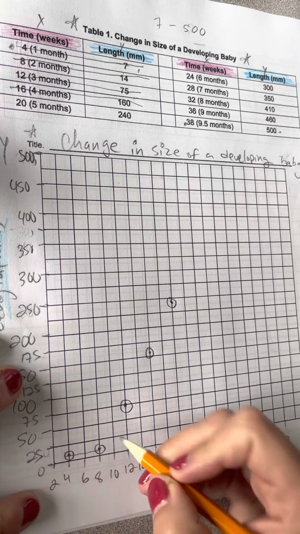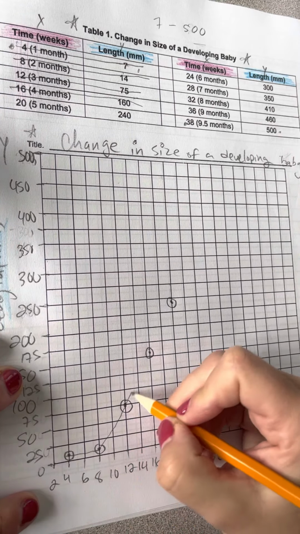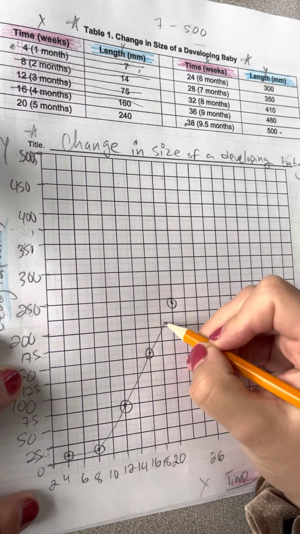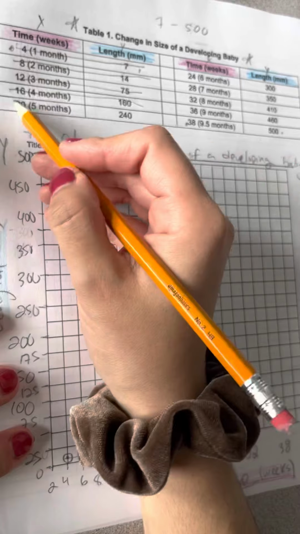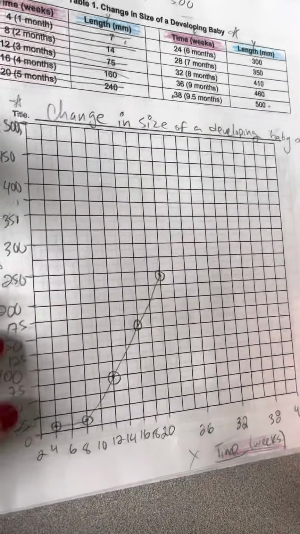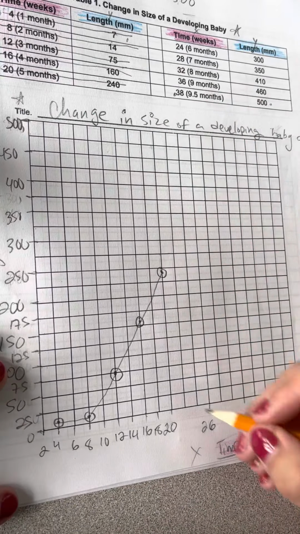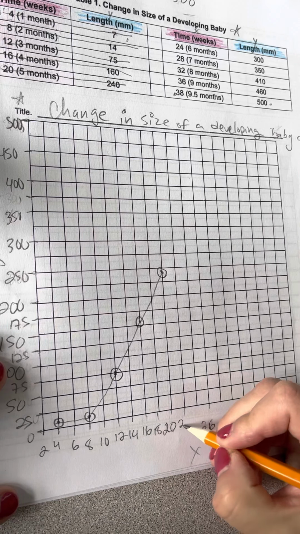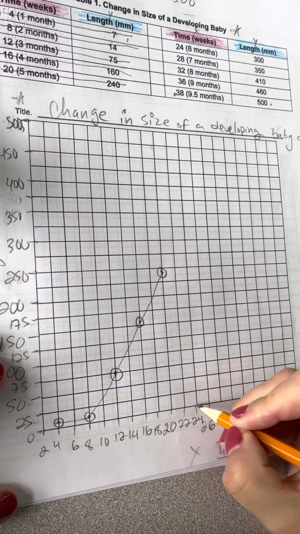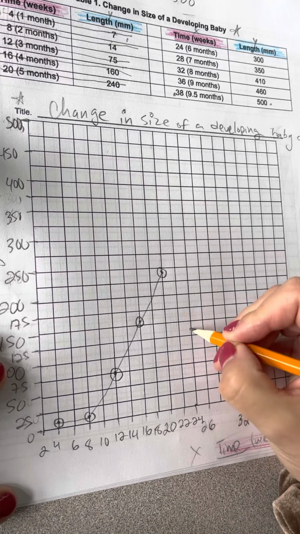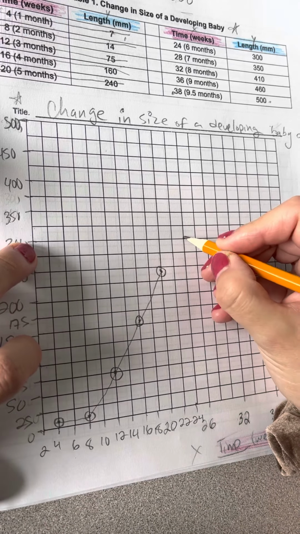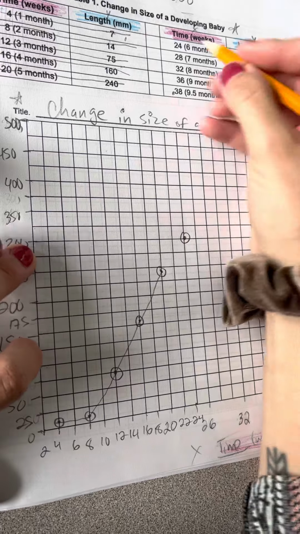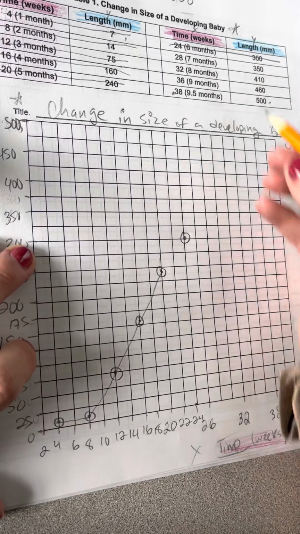I can start connecting my points, okay? Make sure I connect my points. And I see that the line is increasing already. I'm gonna continue graphing the rest of it so that you can see. So that's 24. 24 is right over here. I'm gonna go up 24 to about 300. I like to make a little circle around it so I could see it better later on.